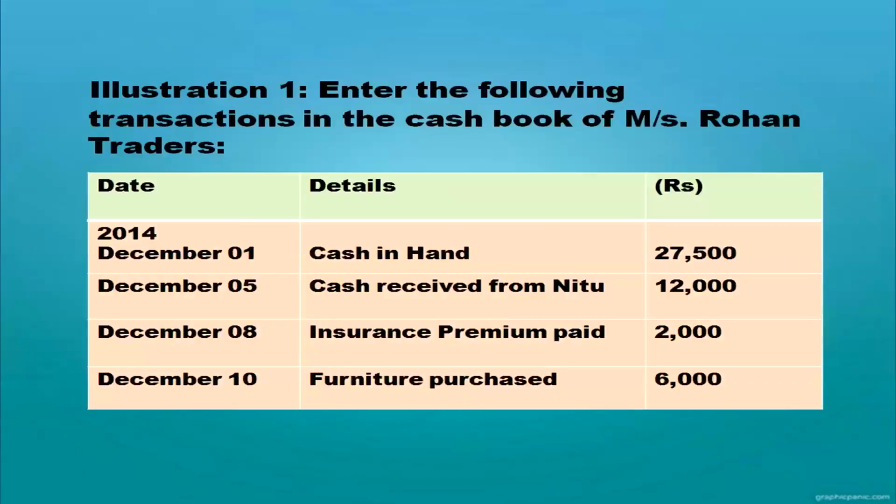Here is a question: prepare a simple cash book with the cash balance at the beginning of that month, that is, cash in hand. The opening cash balance is given in this question. Cash received from Neetu, insurance premium paid and furniture purchased. How will you record these in the cash book? The opening balance will be recorded on the debit side. Cash received from Neetu: cash account debit to Neetu. Insurance premium account debit to cash. Furniture account debit to cash.